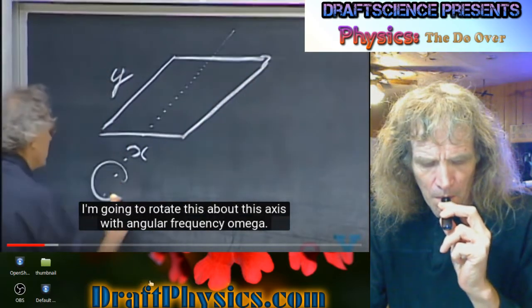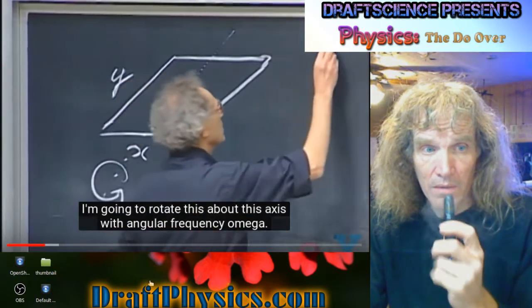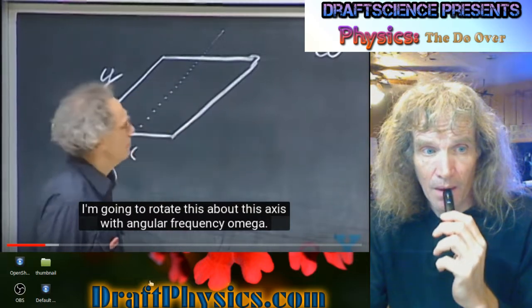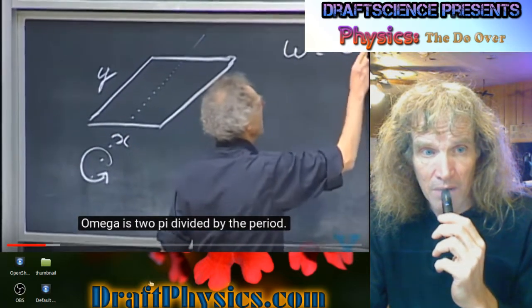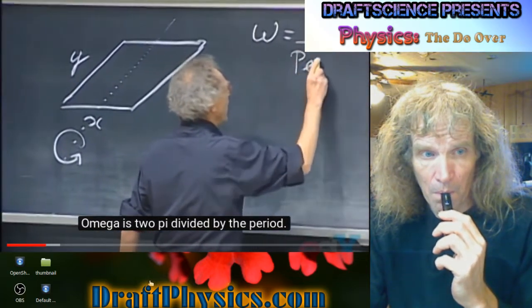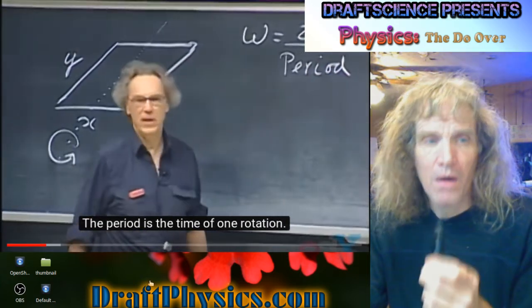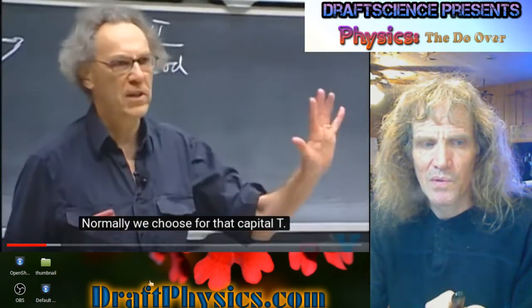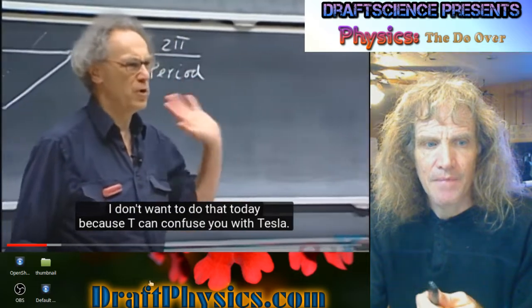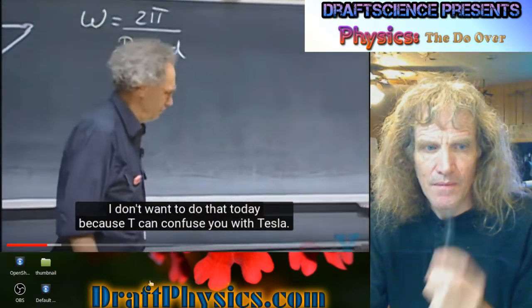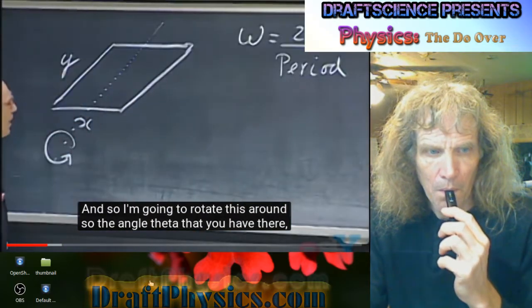I'm going to rotate this about this axis with angular frequency omega. Omega is 2 pi divided by the period. The period is the time of one rotation. Normally we choose capital T for that, but I don't want to do that today because T can confuse you with Tesla. And so I'm going to rotate this around.